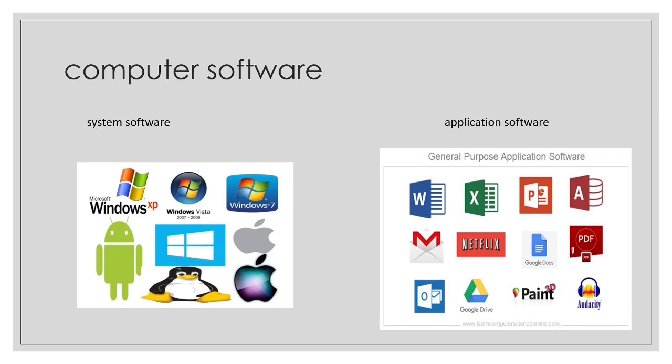So now we proceed with computer software. There are two common types of computer software: system software and application software. The system software works between the computer hardware and the application program. It's the system software that controls the computer hardware and allows the application programs to function. Examples of system software are Linux and Windows, and examples of application software are Gmail, Netflix, Google Docs, and so on.